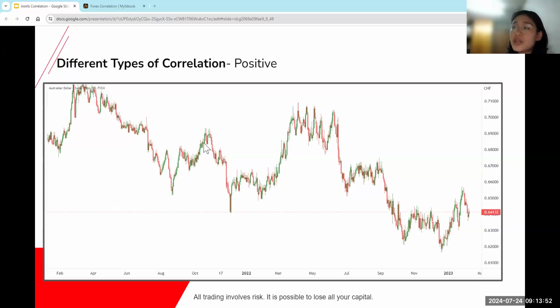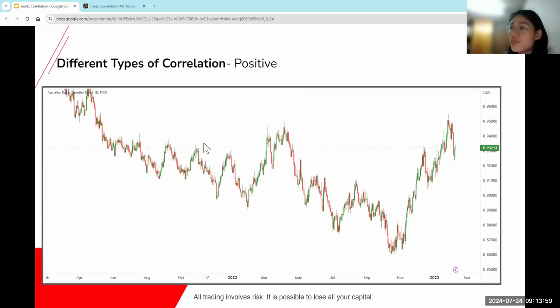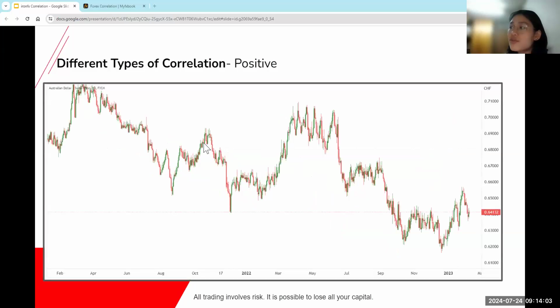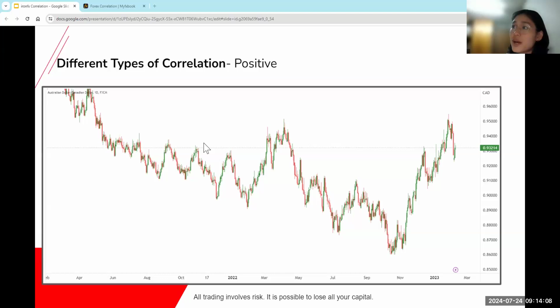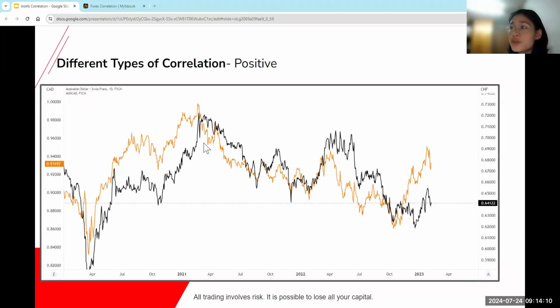Okay, so this is our AUD franc on the 1 day time frame. And if we compare this chart to our Canadian dollar side by side, you can't really see the similarity. But if you compare it using this tool on TradingView, which allows you to compare two currency pairs side by side on the same price chart, you can see it a lot clearer how they are positively or negatively correlated.